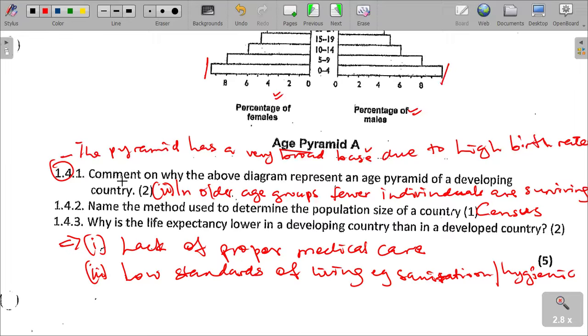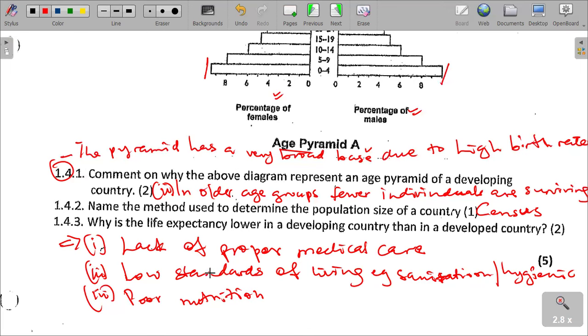Number 3, we can also talk about poor nutrition. Poor nutrition can cause people to die early, because when people don't eat a balanced diet, don't eat nutritious food, they would also end up dying early. So these are some of the reasons which can cause low life expectancy in a developing country.